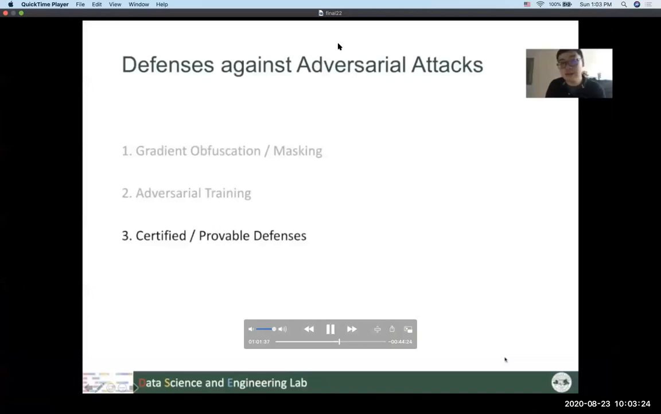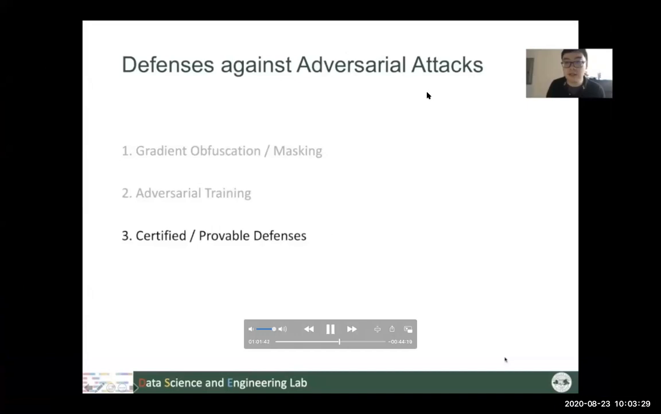And here is another type of defense called certified defenses. It is a more serious, more formal way to do defenses or check the model's robustness.